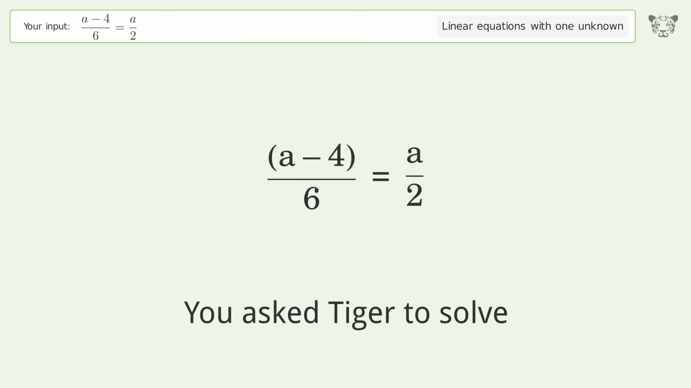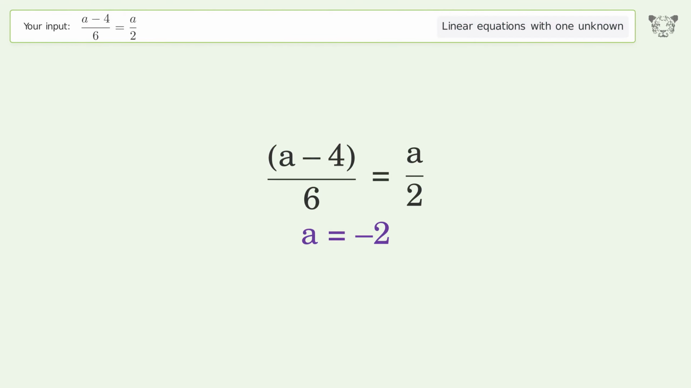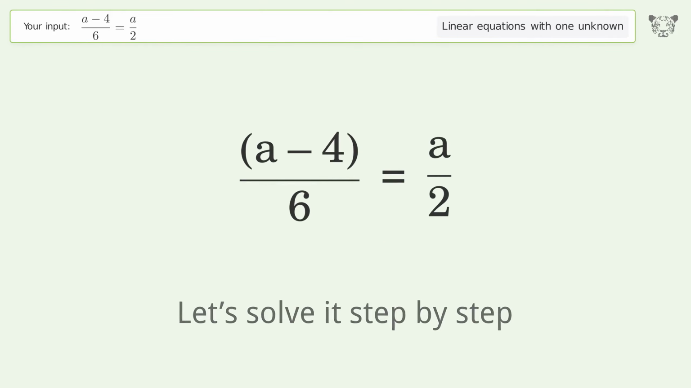You ask Tiger to solve this. It deals with linear equations with one unknown. The final result is a equals -2. Let's solve it step by step.